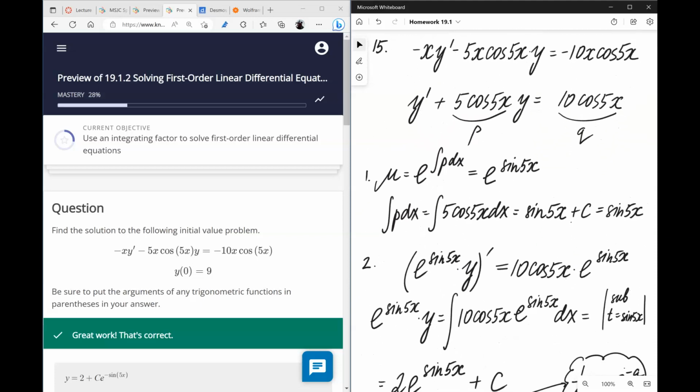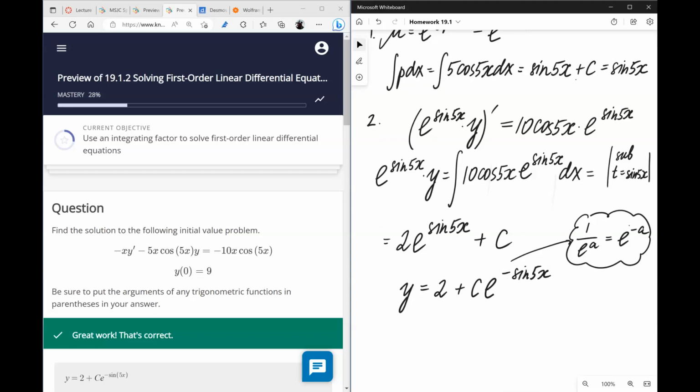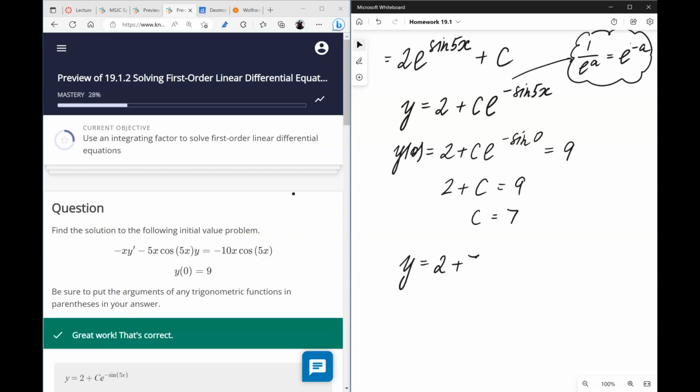So let's not forget that we have an initial value problem, and that is that y of 0 is equal to 9, meaning we have to find c. So we're plugging in 0: 2 plus c e to the power negative sine of 0, all that will be equal to 9. That means c is equal to 7, so the particular solution that we were looking for is this.